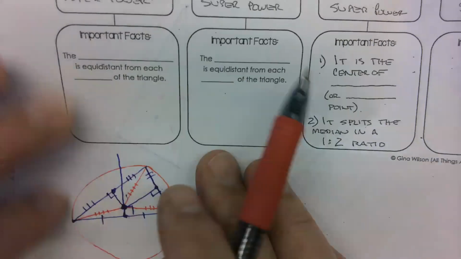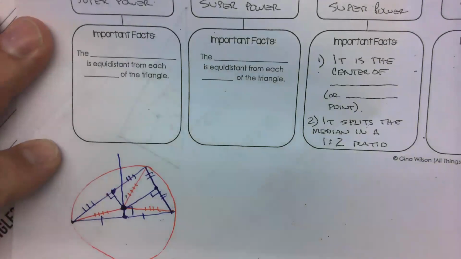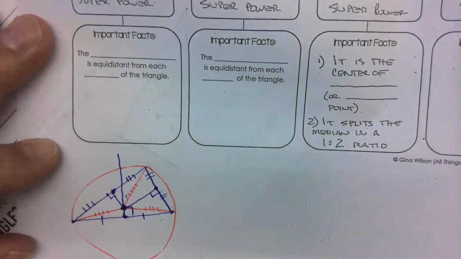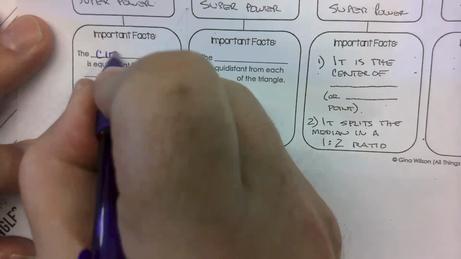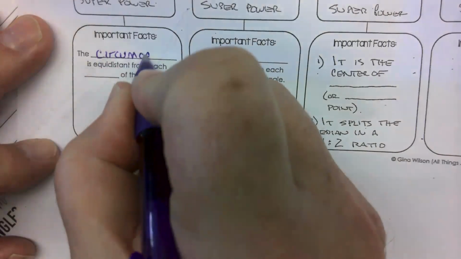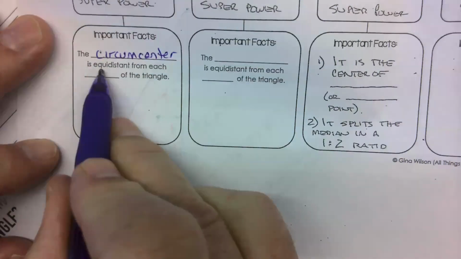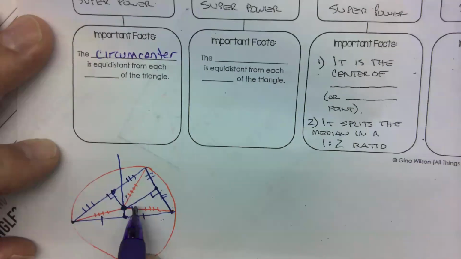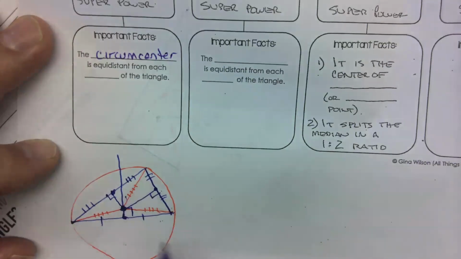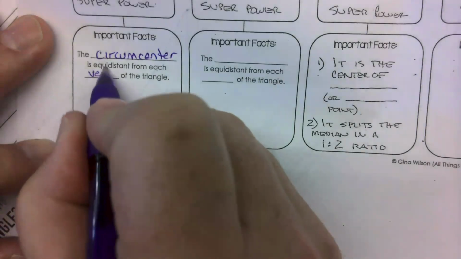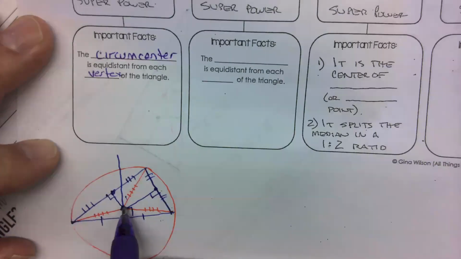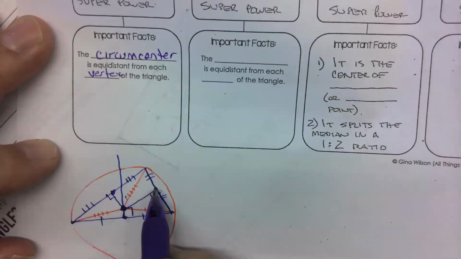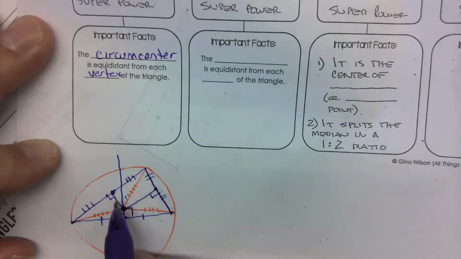So what are we going to say about the important facts? What is the superpower? Well, the circumcenter is equidistant from each what of the triangle? Vertex. It's not the same distance from the sides. You can see it's further from this side than it is from this side. But it is the same distance from the corners, the vertices.